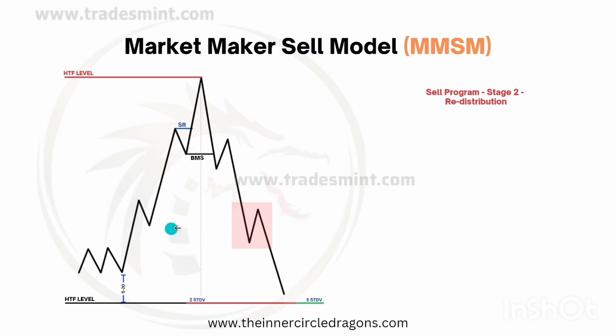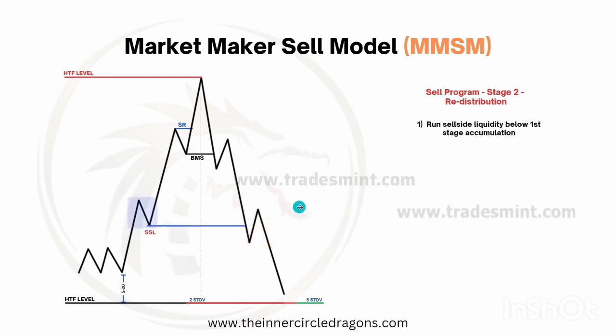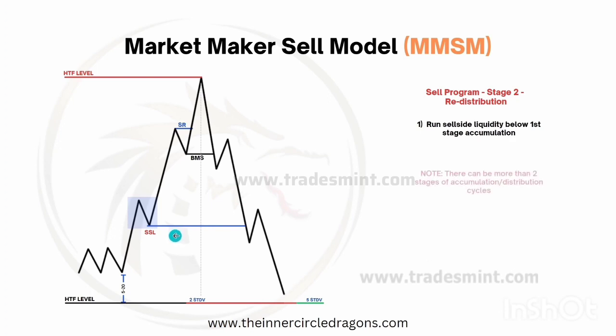After we have run the sell side liquidity below the first stage of accumulation, we will begin our second stage of redistribution on the right side of the market maker sell model within our sell program. And again, as a side note, there can be more than two stages of accumulation or distribution cycles. It all depends on what price is presenting at the time and what we can see on our charts.